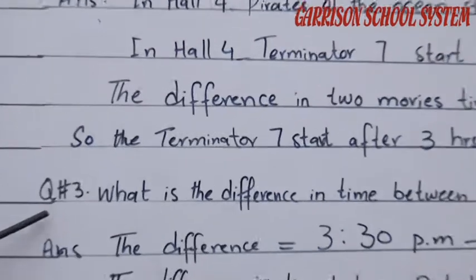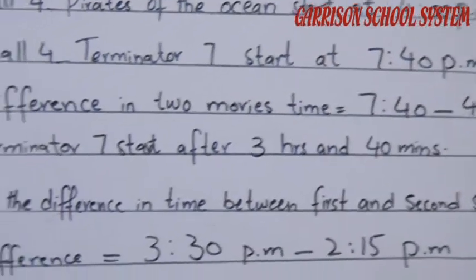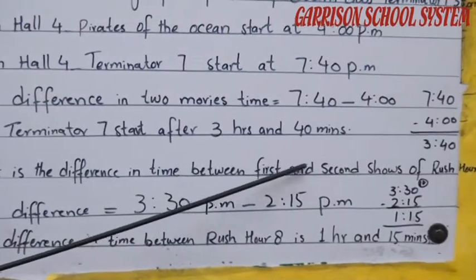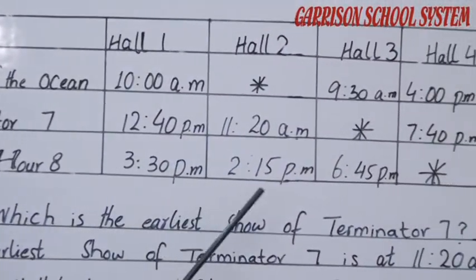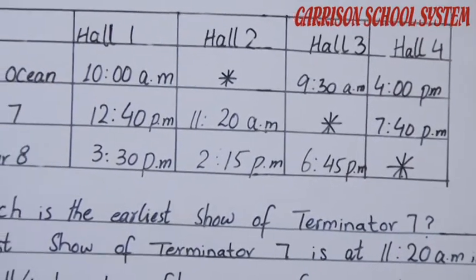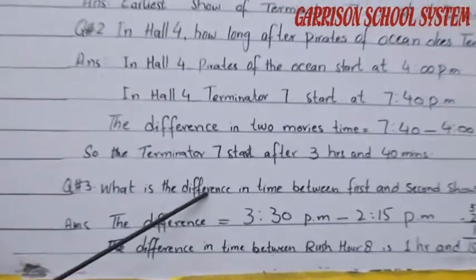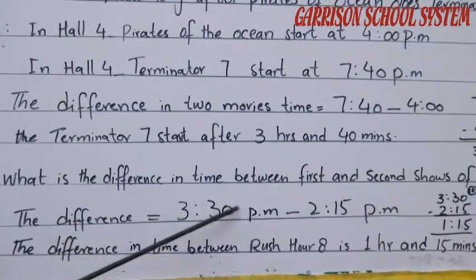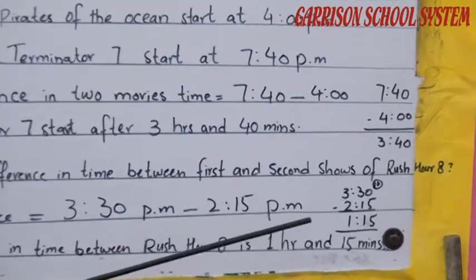Question number 3 is the same as question number 2, and question number 4 is also the same as question number 2. Question number 3: What is the difference in time between the first and second shows of Rush or Aid? This is Rush or Aid, this is the first show and this is the second show. We find the difference in the times, so we simply subtract these two times: 3:30 p.m. minus 2:15 p.m.